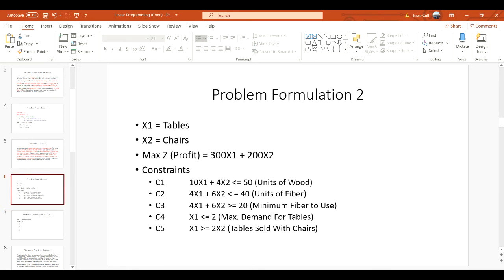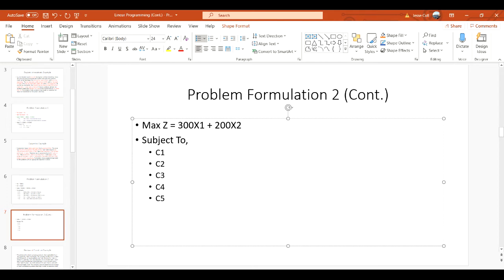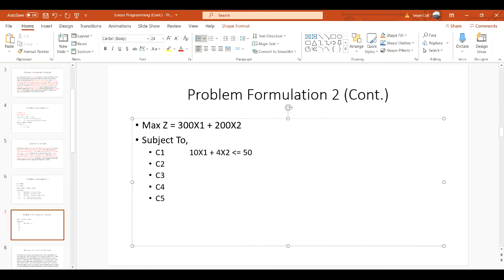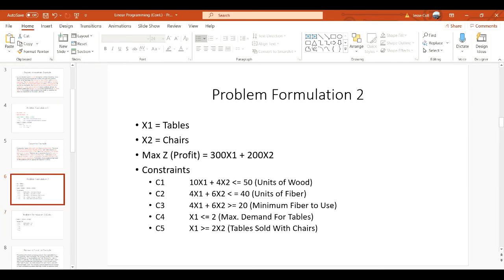C1, we'll go back, we'll see 10x1 plus 4x2 is less than or equal to 50. C2, and we'll continue the pattern. 4x1 plus 6x2 is less than or equal to 40. We don't need all of the titles that we put in here. This is just for our comprehension. So when we're doing our problem formulation, these aren't necessarily useful, so we can omit them.